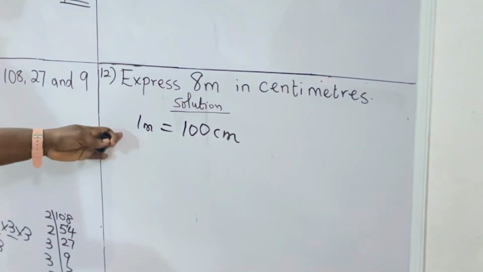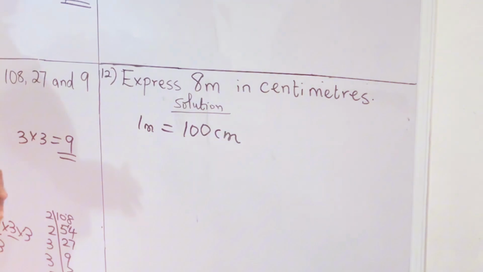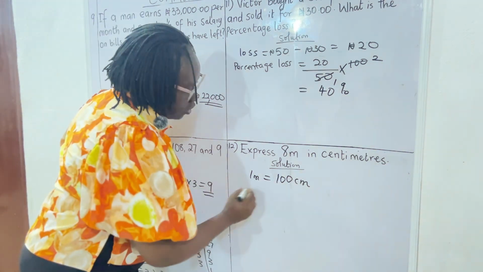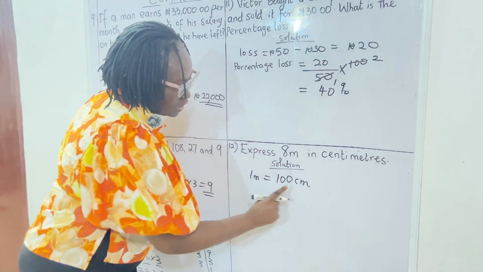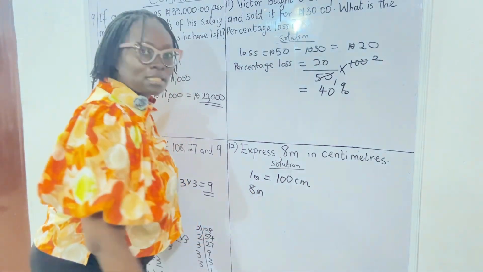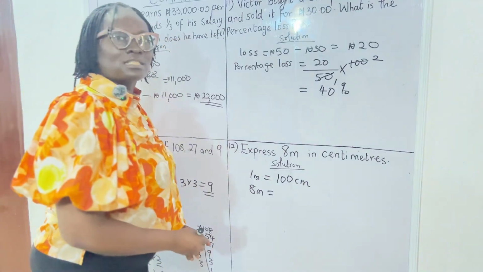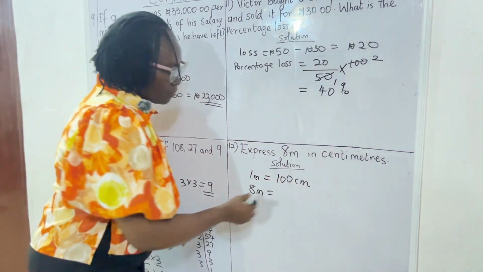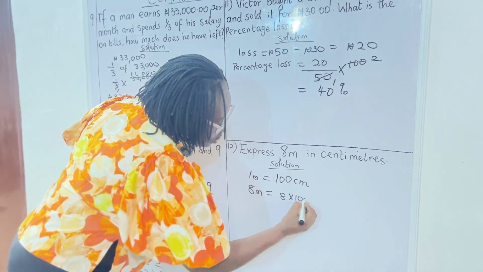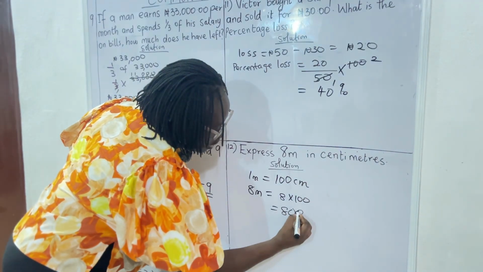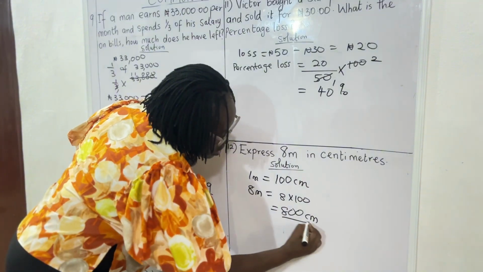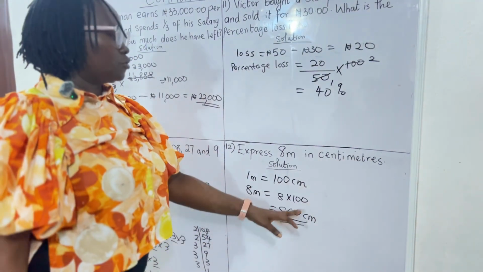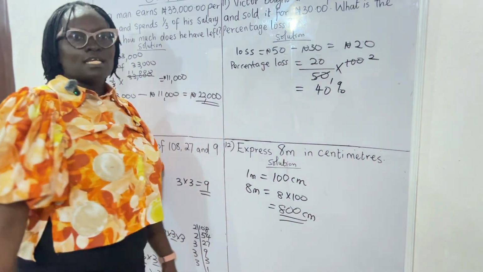So you need to know your metric table. Learn your metric table. So 1 meter equals 100 centimeters. If 1 meter makes 100 centimeters, that means 8 meters will be what? So think about it. 8 meters will be more. So I'm going to multiply. 8 times 100 will give me 800 centimeters. Cross-check your work. 1 meter is 100, so 8 meters will be more. I'll have to multiply. That gives me 800 centimeters.